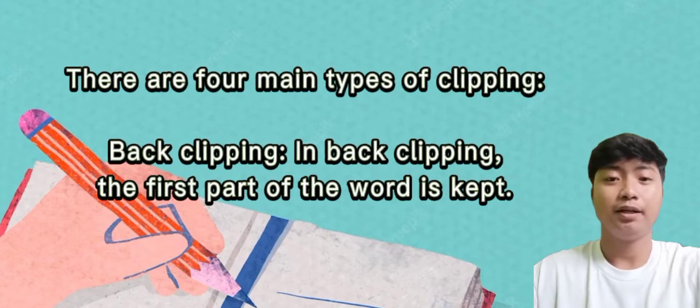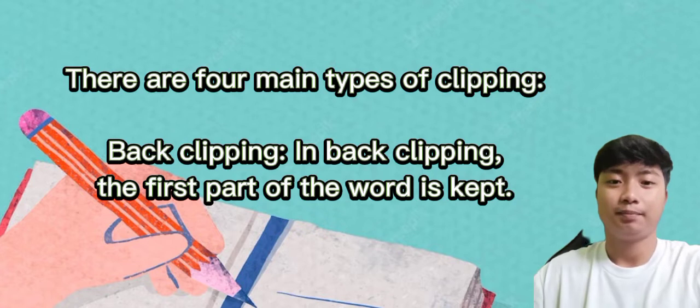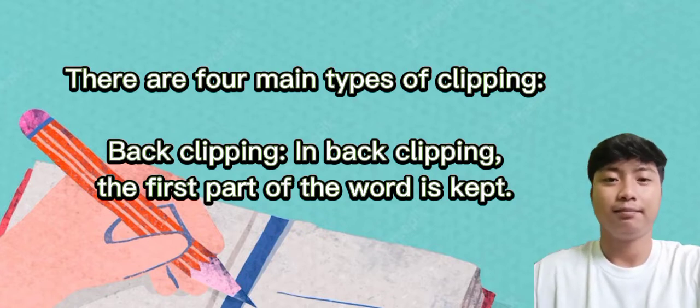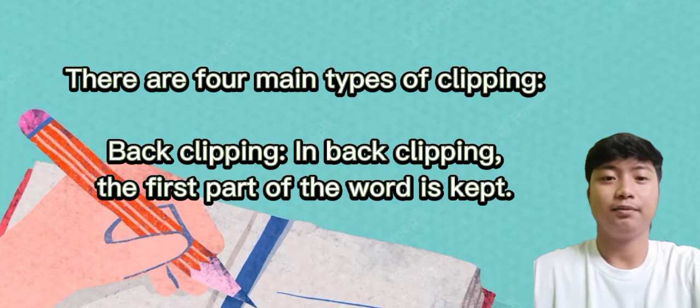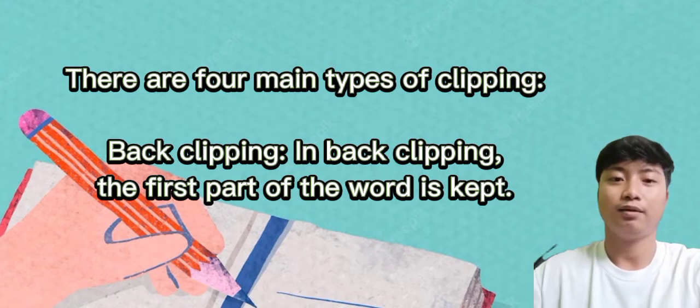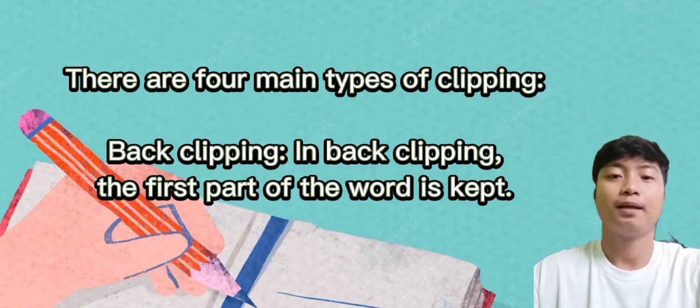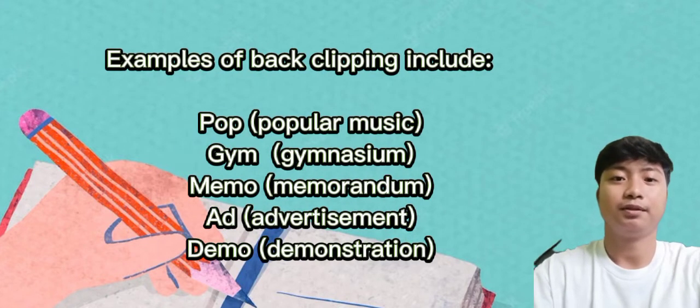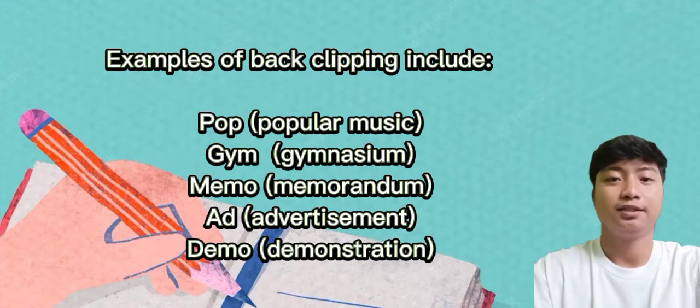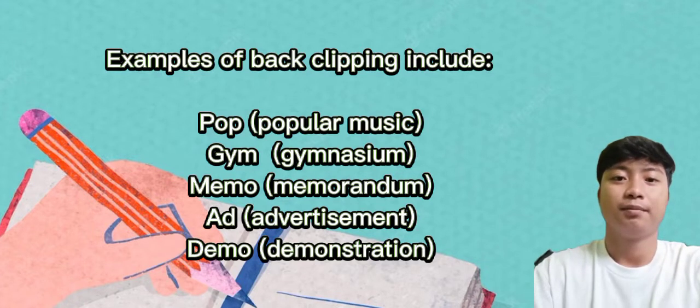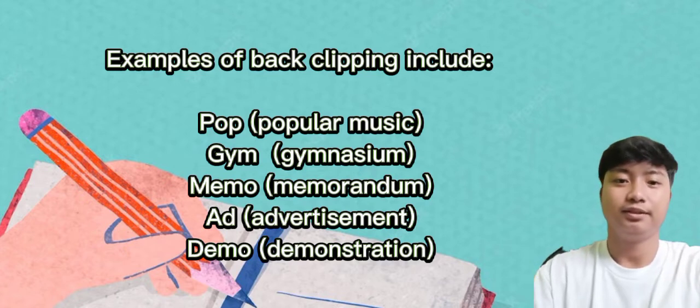In clipping, we have 4 main types. First is back clipping. In back clipping, the first part of the word is kept. Dito, ang maiiwan lamang ay ang unang 2 o hanggang 4 nitong letra. Ang mga halimbawa nito ay pop that comes from the word popular music, gym from gymnasium, memo from memorandum, ad for advertisement, and demo for demonstration.